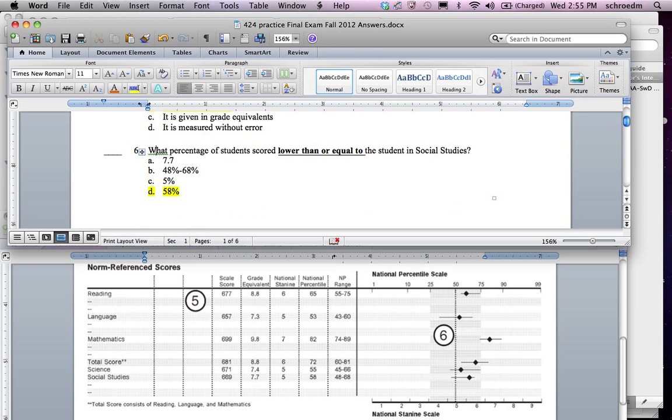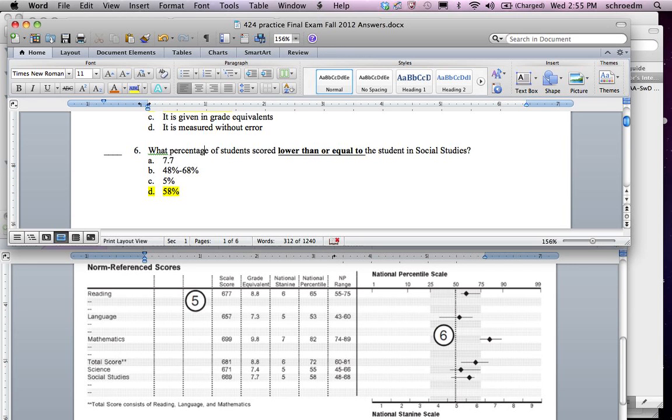The next point is about interpreting percentile ranks. If I'm looking at this, social studies, their national percentile is 58. That means that 58% of the people who took this test did as well as or worse than they did, scored lower than or equal to their score. So 58% is the correct answer.